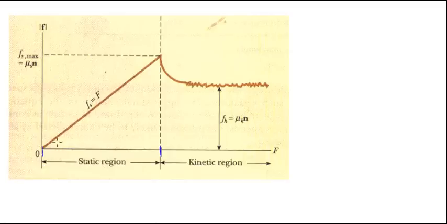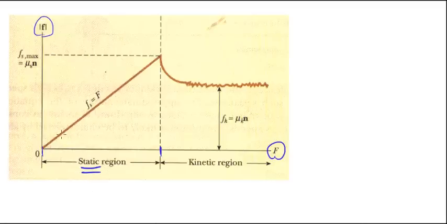So what's happening here is a force is being applied as we move along the x-axis. The force is getting bigger and bigger, right? The x-axis is F, and the y-axis is the frictional force. And so in the static region, in other words, the block isn't moving, right? Static means not moving.